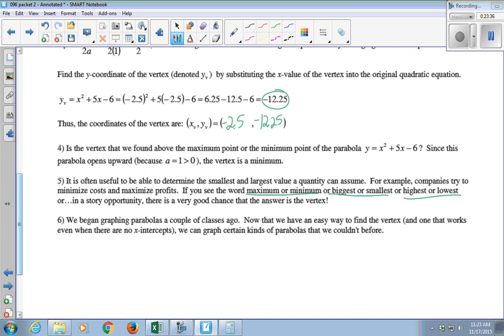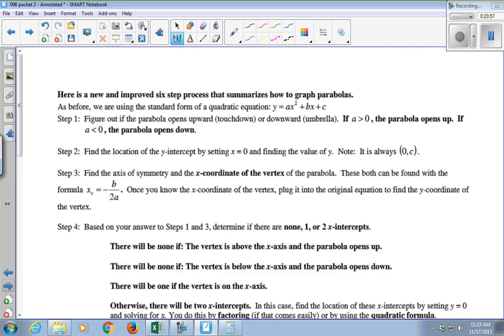So we began graphing parabolas a couple of classes ago, and now we have an easy way to find the vertex, one that works even if there are no x-intercepts. We never did any problems like that because I very carefully curated the problems that I asked you to do. Now we can graph certain kinds of parabolas that we couldn't before, and we have a slightly revised 6-step process. Before, we had a 6-step process that involved finding the vertex by averaging your x-intercepts. I'm going to replace that with finding the x-coordinate of your vertex using our new fancy formula, -b/2a.